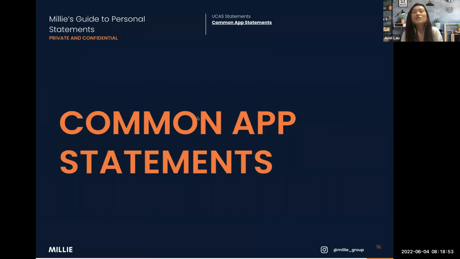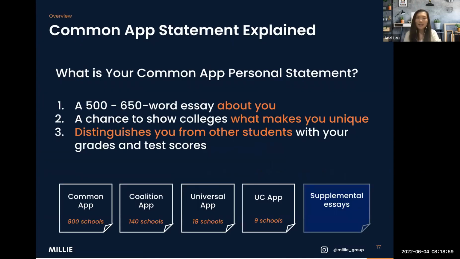Okay, so let's move on. In terms of Common App statements, some facts. What exactly is a Common App personal statement? It's a 500 to 650 word essay all about you. Most students tend to use all 650 words because it's already a pretty short essay. This one Common App essay is the essay that would go to all of your Common App schools if you apply to more than one school via the Common App portal. So this is an extremely important statement where you really need to take the chance to show the colleges what makes you unique. So how are you exactly going to do that?